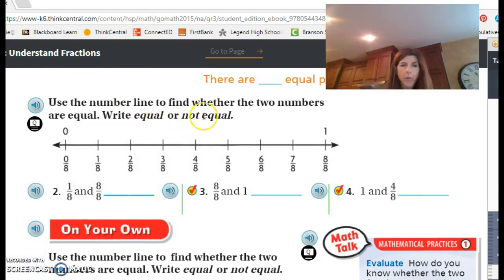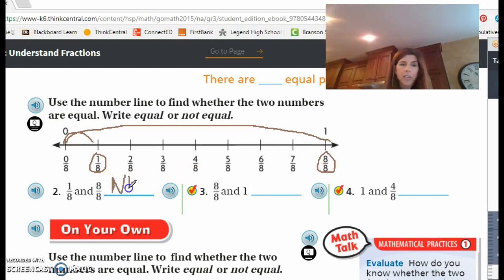Use the number line to find whether the two numbers are equal, right, equal, or not equal. Okay, this is cool. 1/8 and 8/8. So we're going to look at 1/8 and 8/8. This is one of the eighths, but this one equals all of them. So 8/8 equals one whole number line, doesn't it? They're not equal. And I'm going to put not equal in E for not equal.